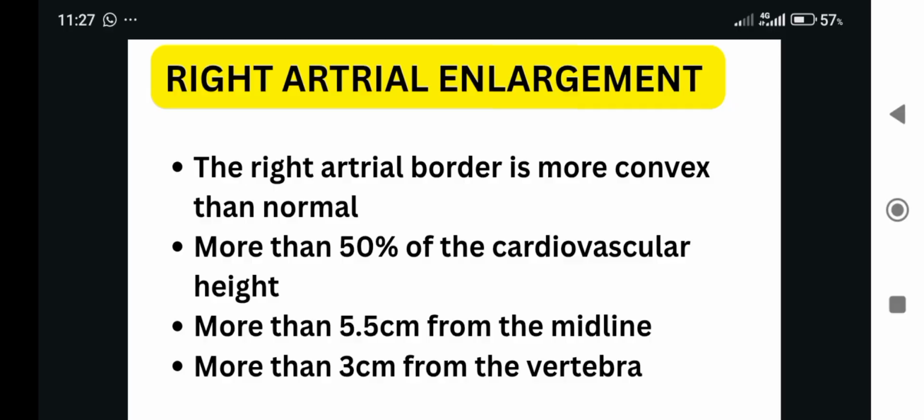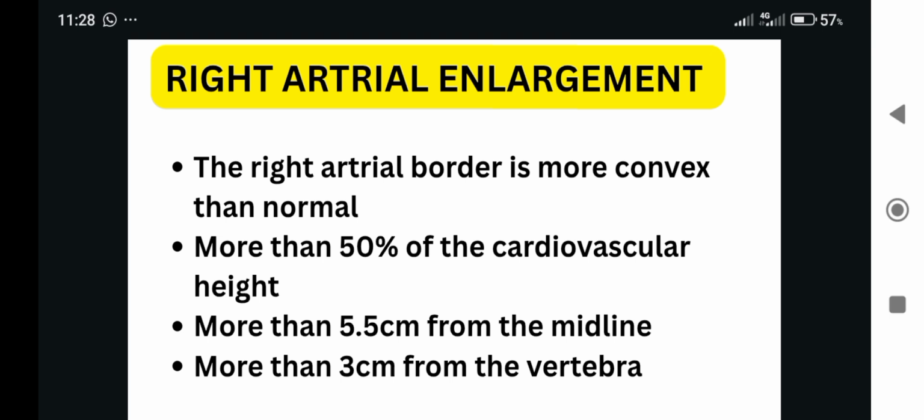Welcome back. Right arterial enlargement. What are the features you look out for when you are looking at the chest X-ray to know when there is right arterial enlargement? In this video, we're not going to dwell on causes of right arterial enlargement or chamber enlargement. Maybe we will do that in another video. But we just want to look at the radiographic features that we can use a common chest X-ray to show when there is a chamber enlargement. Right arterial enlargement. These are the features you look out for.